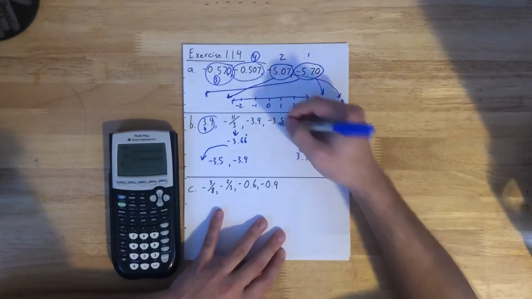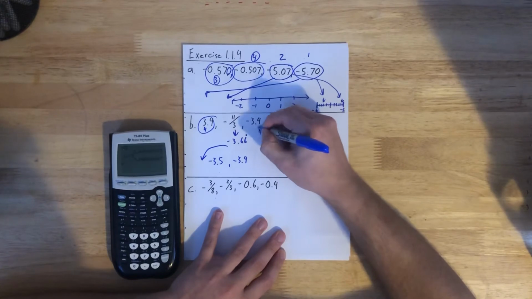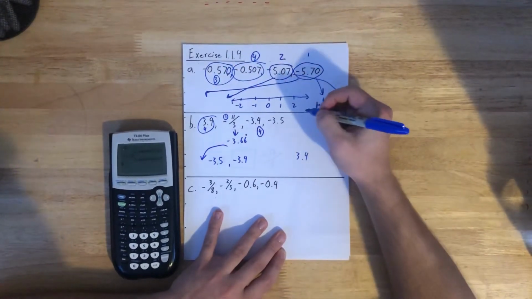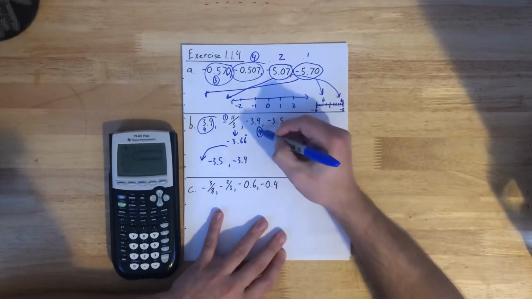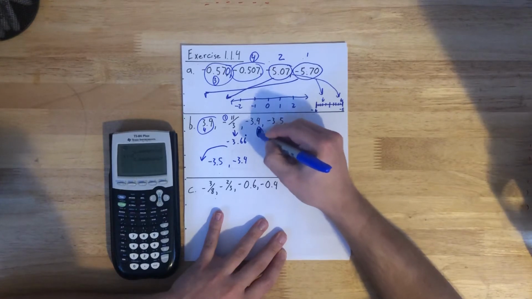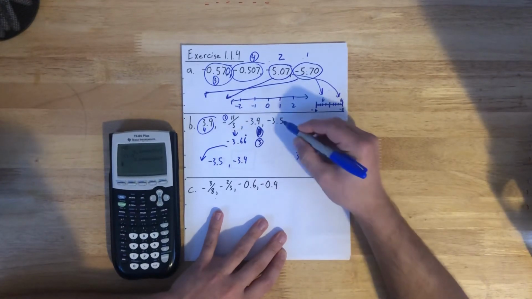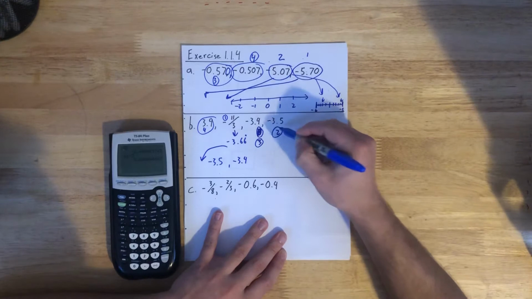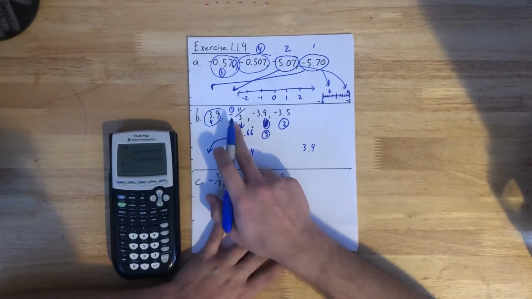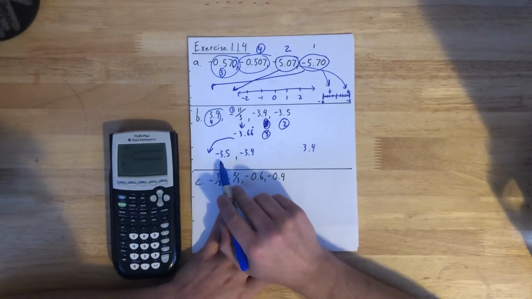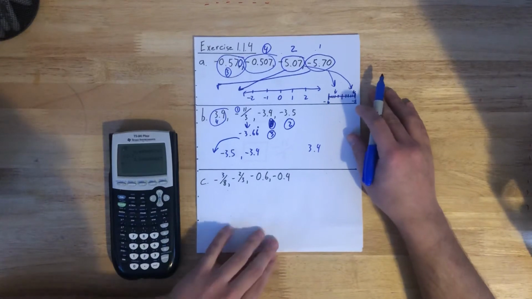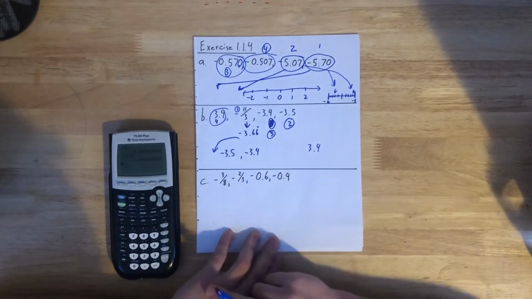Okay, so this would be number 4. Oh, sorry, that's number 4, not this one. This one here is number 3. And this one is number 2. Okay, so negative 11 over 3, negative 3.5, negative 3.4, and 3.4. Alrighty, we'll go down to the last one.